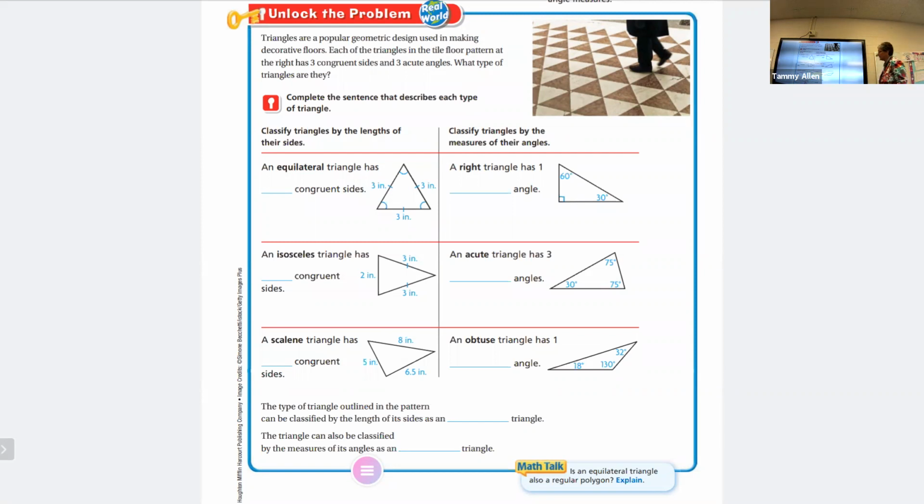All right. So, can we do the same thing for the isosceles triangle and the scalene triangle? No, because they are not all equal. All right? They are not all equal.